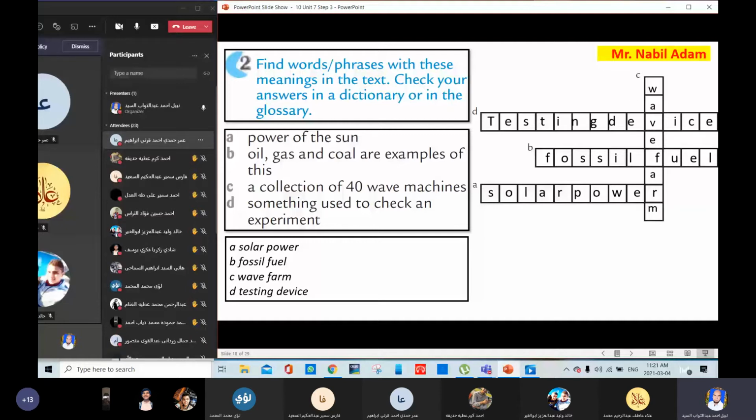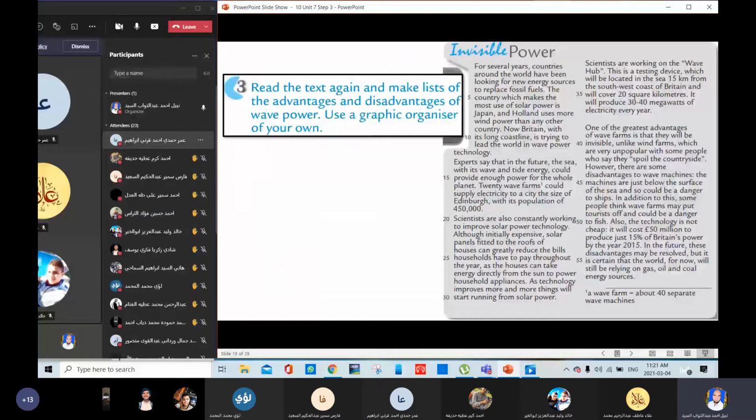Now, let's move to the next thing. You are going to write two lists. After reading the text, read the text again and make a list of the advantages and disadvantages of the wave power. Use a graphic organizer of your own. If you don't have enough space on your workbook, you can write on a piece of paper and stick the paper to the notebook. So we will write the answer to this question on a separate paper, guys.